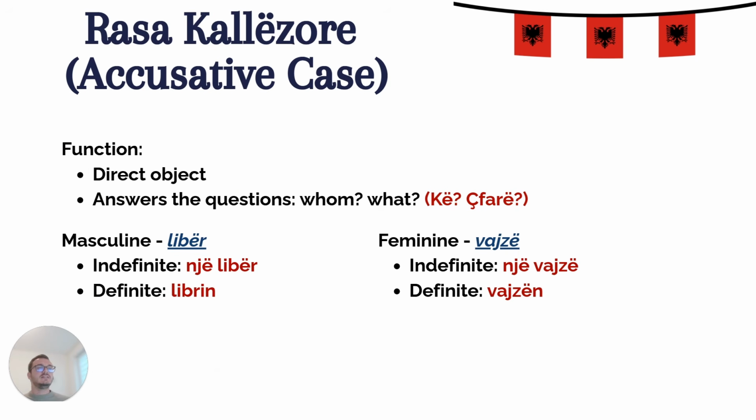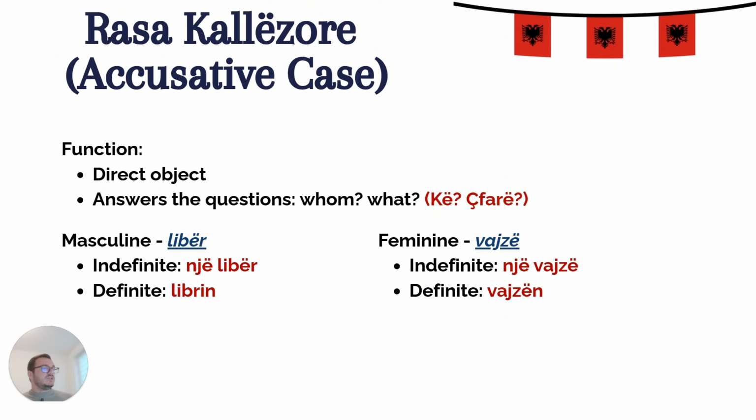In the definite, librin. As you can see, in the indefinite, the nominative and the accusative case have the same form. Një liber in the nominative, një liber in the accusative. But in the definite, they're different. Libri in the nominative, but here librin. The characteristic ending of the accusative is n.